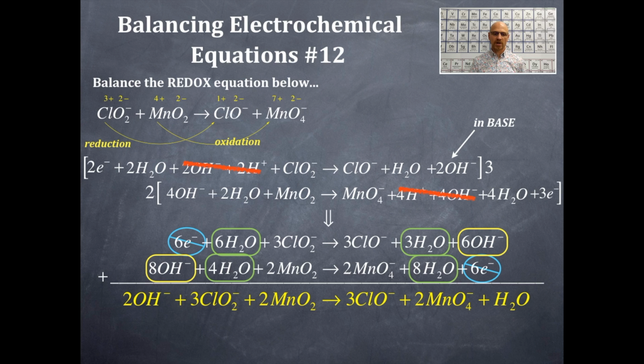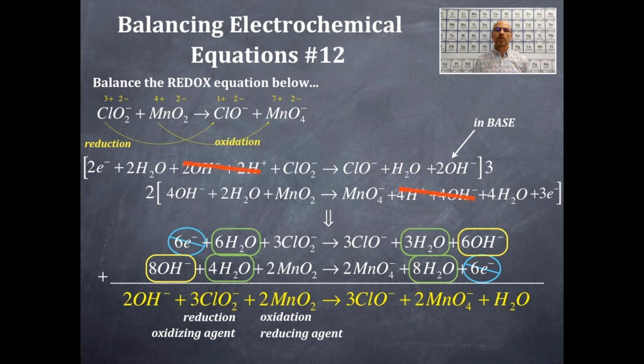Is it balanced for charge? There are 2 hydroxides, that's a 2 minus charge in total, and there are 3 chlorite ions, that's a 3 minus charge. So that's 2 minus and the 3 minus, that's a 5 minus charge on the reactant side. On the product side, you have 3 times negative 1, that's for the hypochlorite, that's a 3 minus charge, and the permanganate, that's MnO4 minus 1, there's 2 of those. And that's a total of 3 plus 2, that's a 5 minus charge. So this is balanced for mass and for charge. Now I'm going to label it.